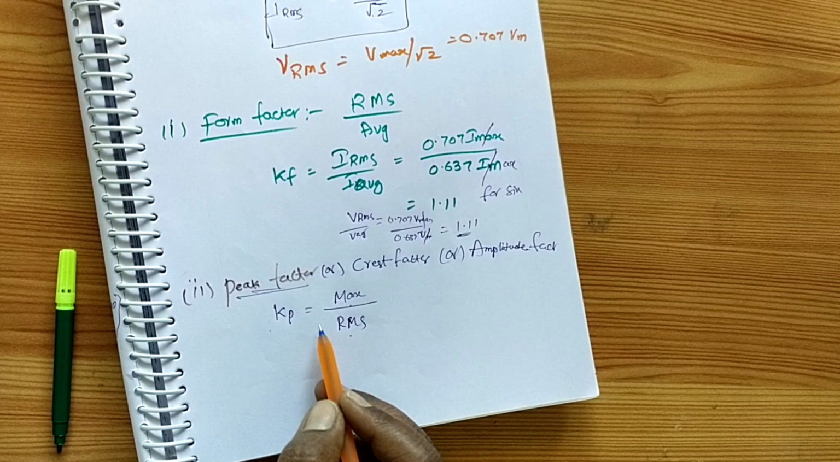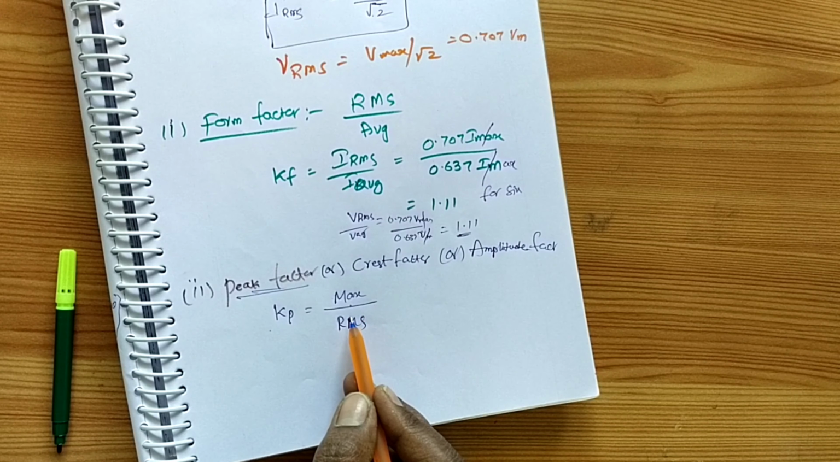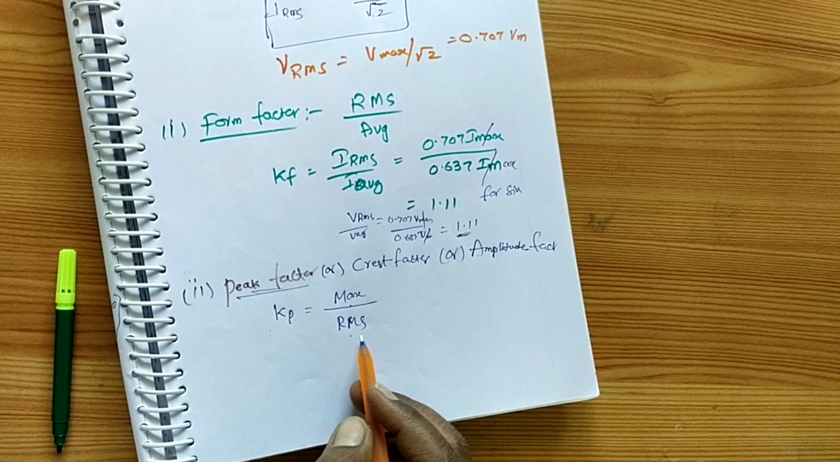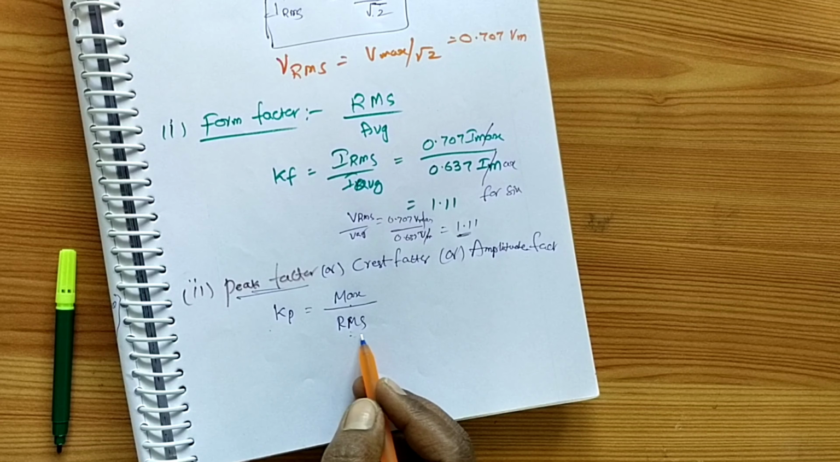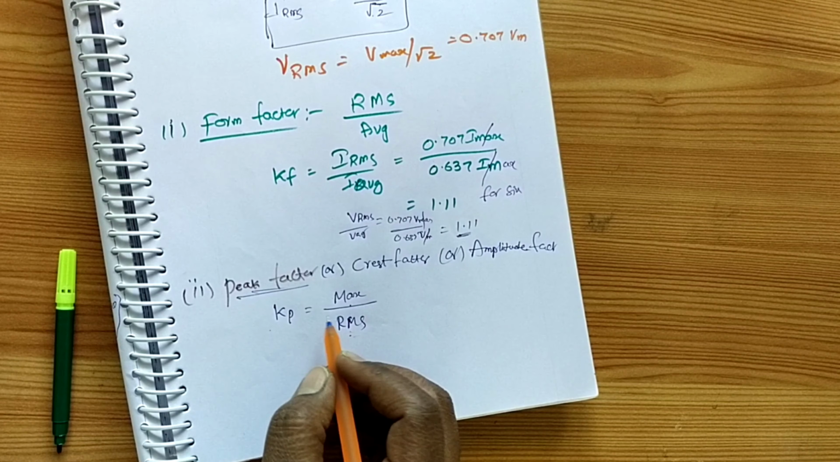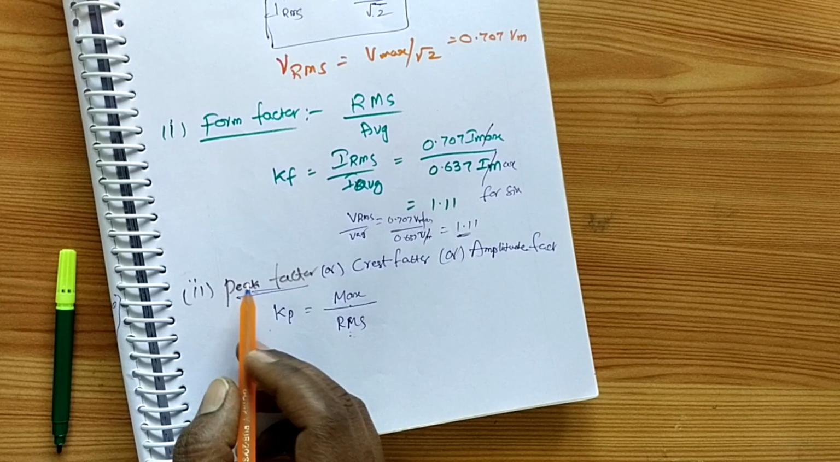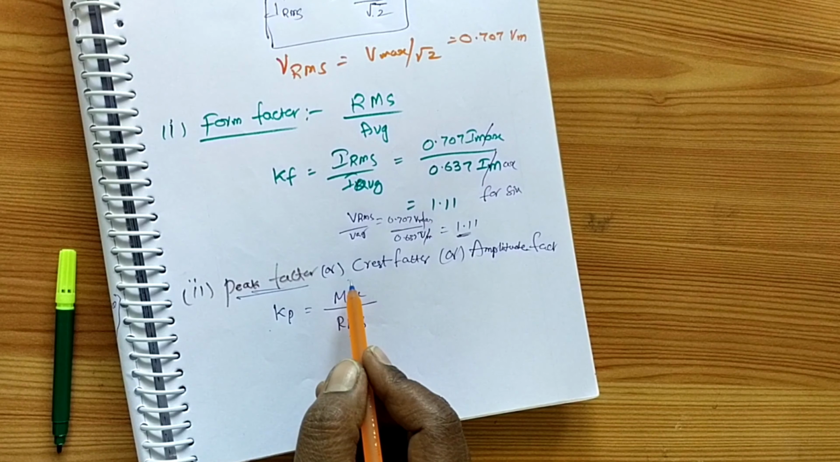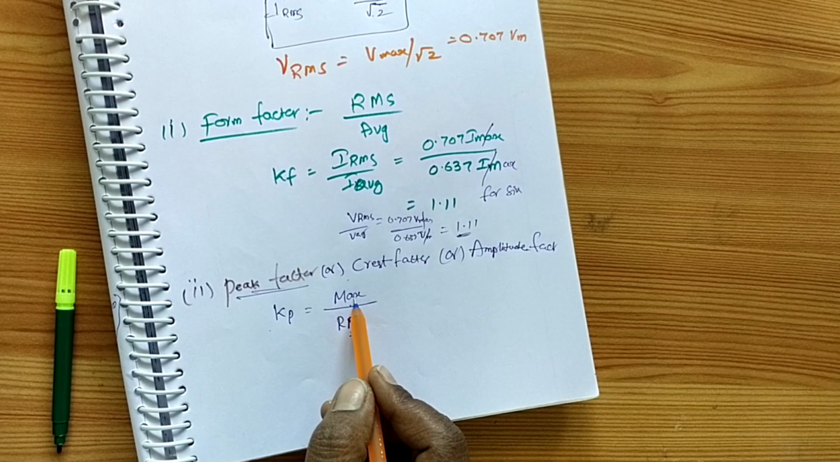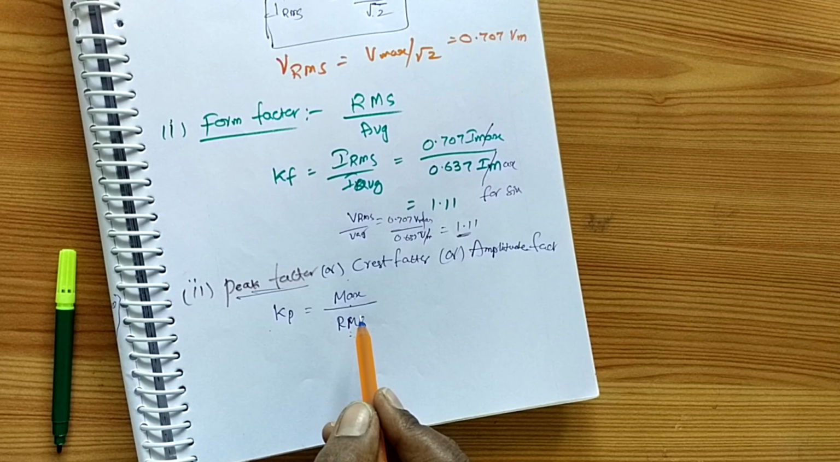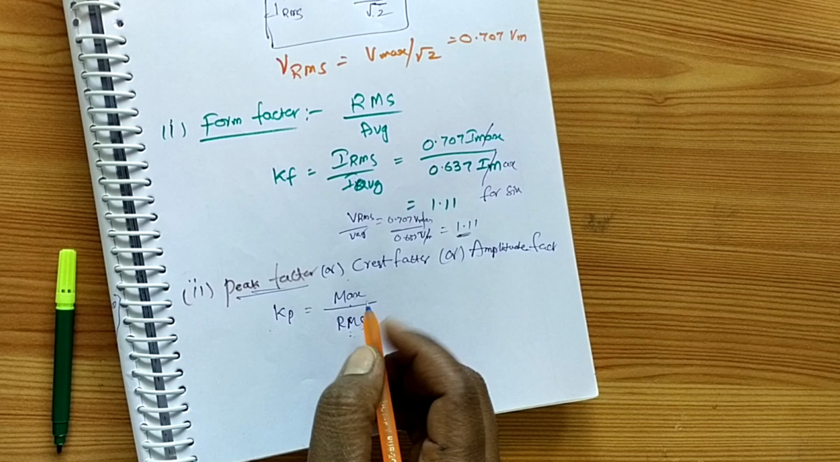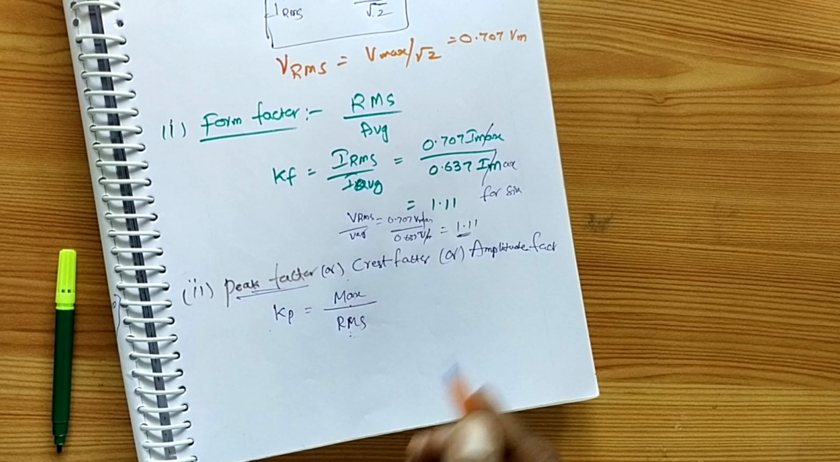How can you define this? The ratio of maximum value of an alternating quantity to RMS value of the alternating quantity is known as peak factor. Again, what is peak factor? It is the ratio of maximum value of an alternating quantity to RMS value of that quantity. That is peak factor, crest factor, amplitude factor.